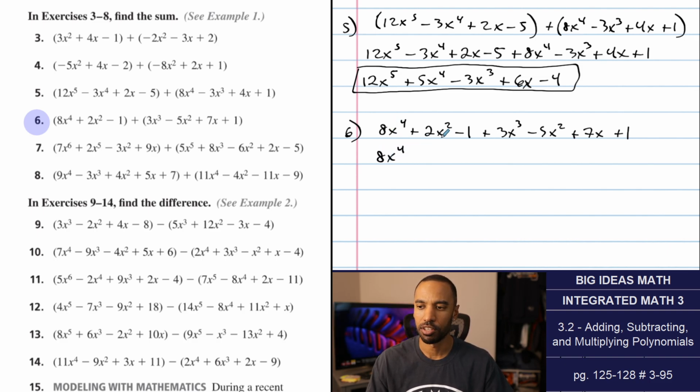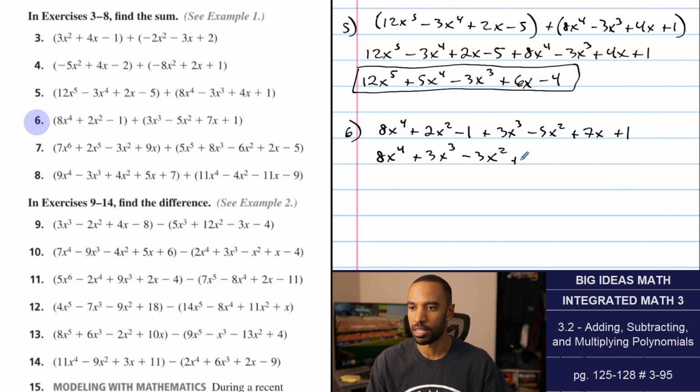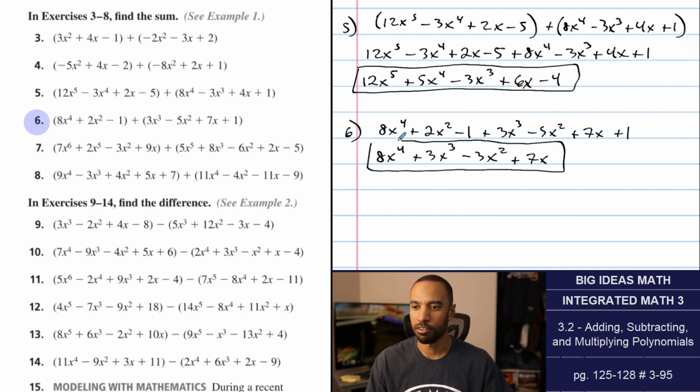So now I get 8x to the 4th. I got a 3x cubed right here. 2x squared minus 5x squared is negative 3x squared. I got an x term here. And then negative 1 and positive 1, which is 0. Those cancel out. Adding vertically can save you from missing steps right there.